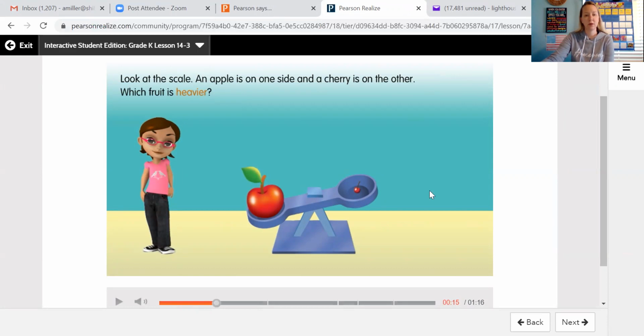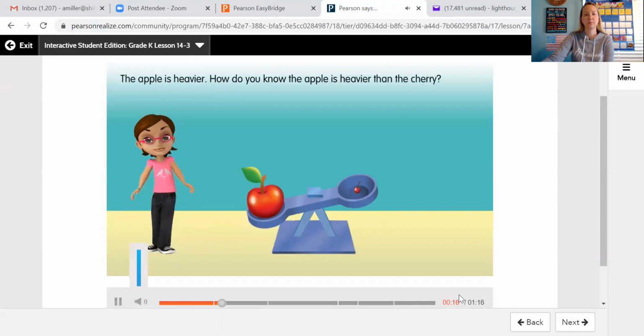Which fruit is heavier? So remember on the first page I talked about the heavier item will make the balance scale go down and the lighter object will go up. So it looks like the apple is down and the cherry is up. So which fruit is heavier? Let's see if you were right.